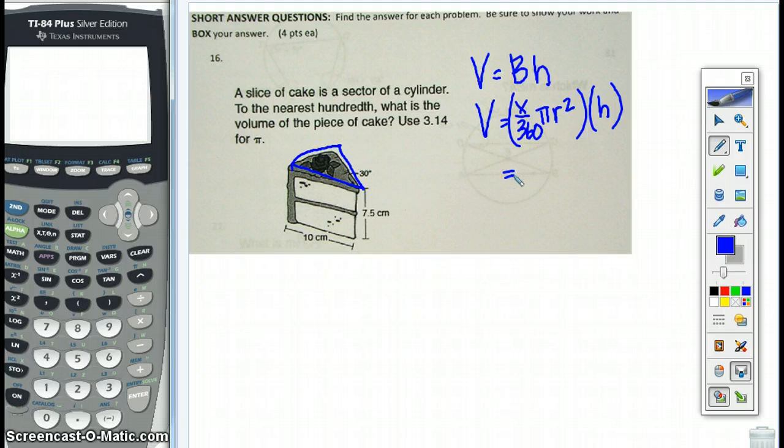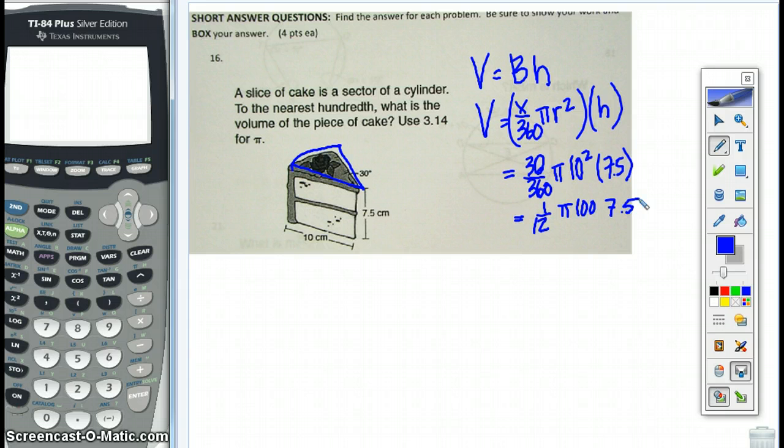We know that the central angle here is 30, so we're going to plug that in, and immediately I can see that I can reduce that fraction, which is kind of cool. I see that the radius here is 10, so it's 10 squared, and I can see that the height is 7.5. So I'm going to do 1/12 before I even grab my calculator, pi times 100 times 7.5.